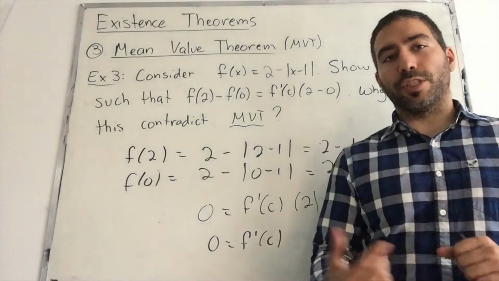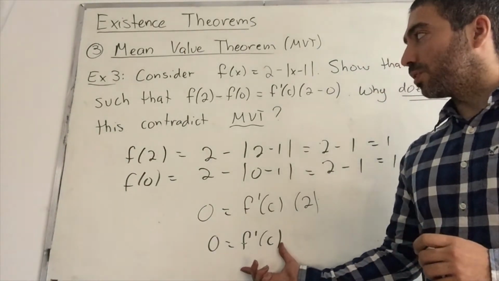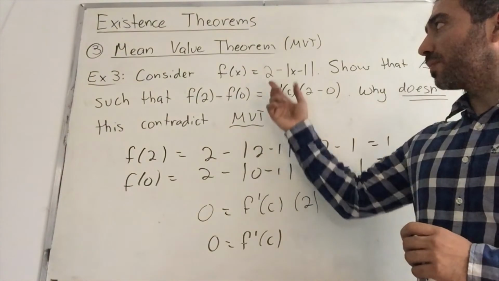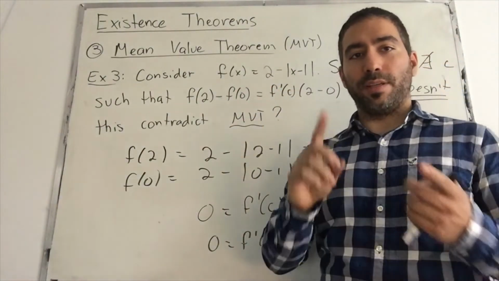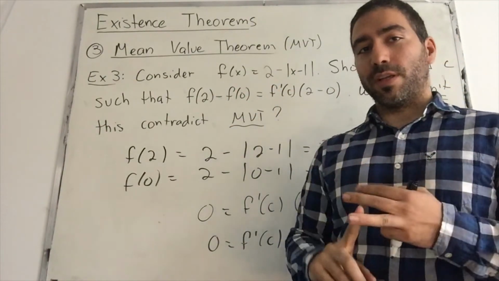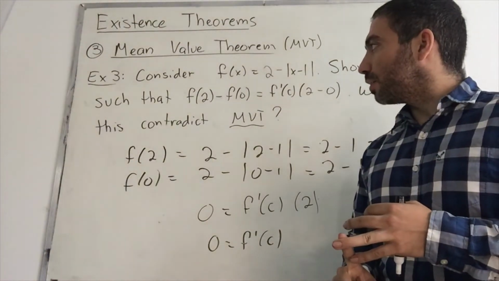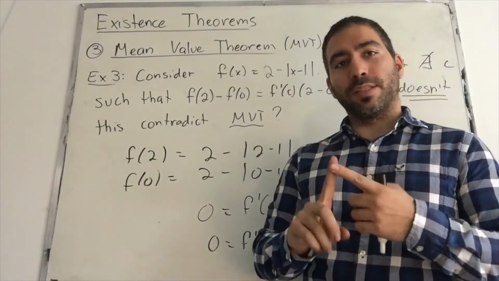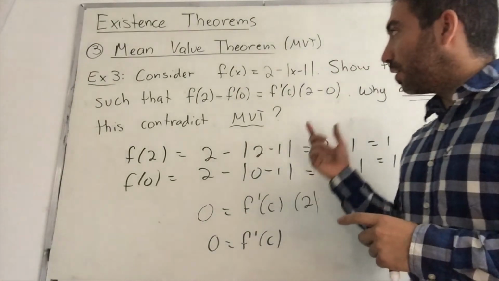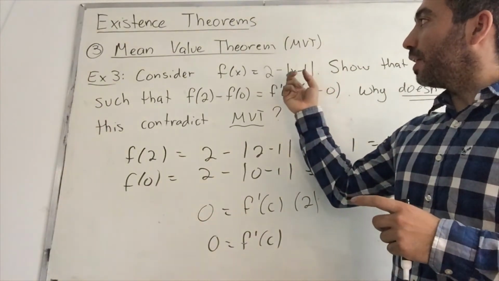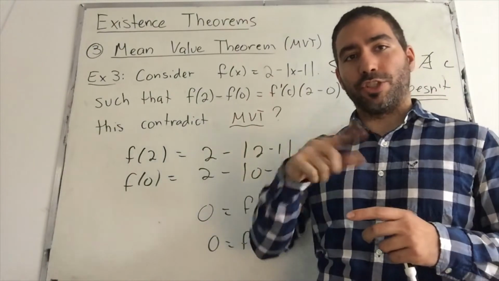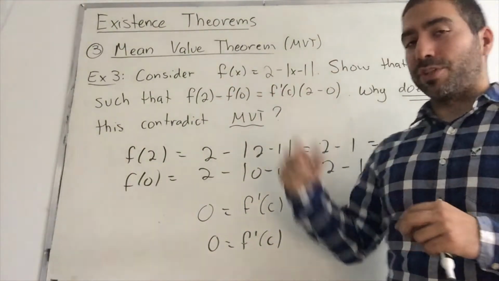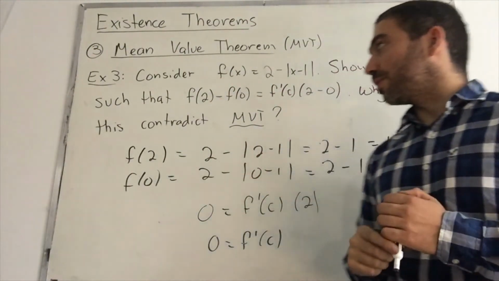Well, what you have to catch is that in order to apply the mean value theorem, the function that you're dealing with has to be continuous and differentiable. This is the mean value theorem, not Rolle's theorem. We have continuity. It's an absolute value function, which is continuous. It's just a V. But do we have differentiability on the interval from 0 to 2?